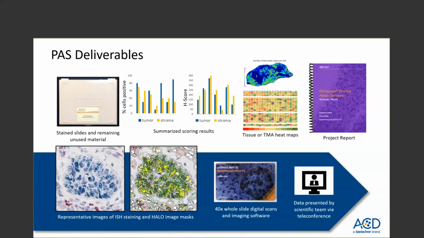Lastly, just touching on what our deliverables include. The stained slides that are a part of the study and any remaining unused material are provided back to you. We also provide a summary of the scoring results and, if appropriate, tissue or TMA heat maps. All of this is reported as a part of a study report. This includes representative images of ISH staining and HALO image masks. We also share with you the whole slide digital scans acquired at 40x, along with the imaging software needed to view these. All of this data can be easily presented by our scientific team via teleconference to you to discuss the next steps.